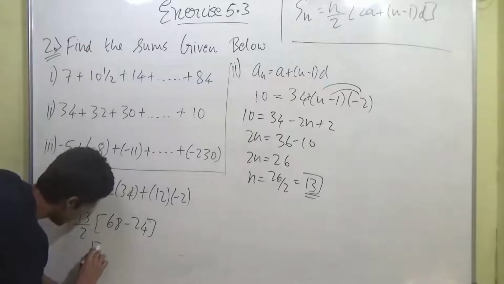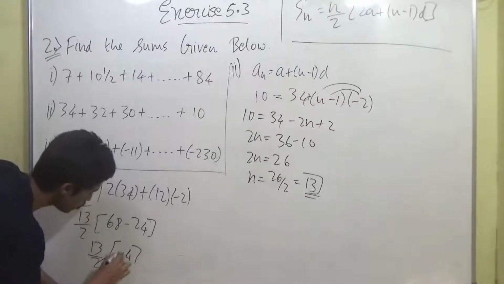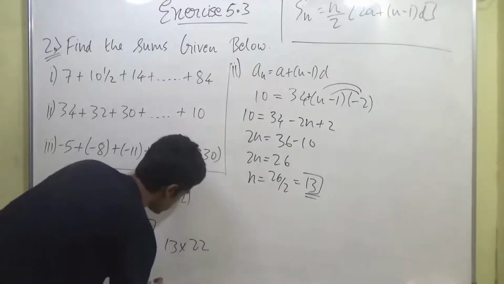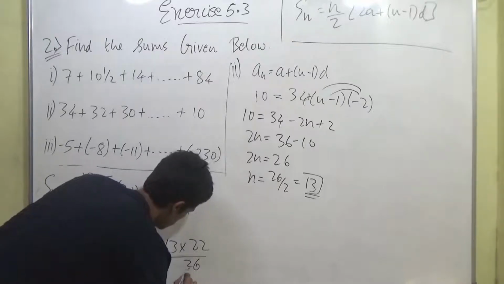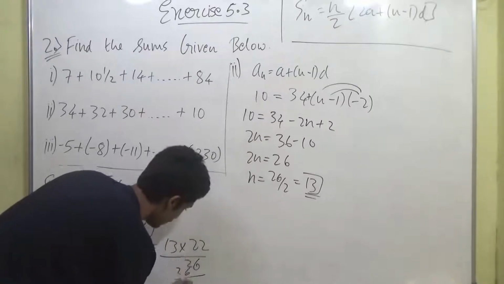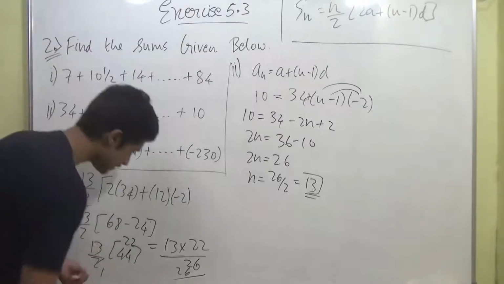So it's going to become 13 by 2 into 44. So this will become 2 ones are 2, 22s are. So it will finally become like 13 into 22. So 13 into 22 is 286. Okay, guys, so 13 into 22 is 286.